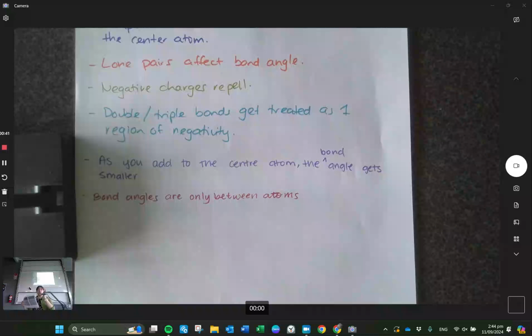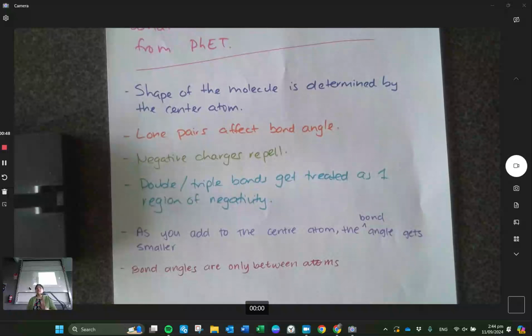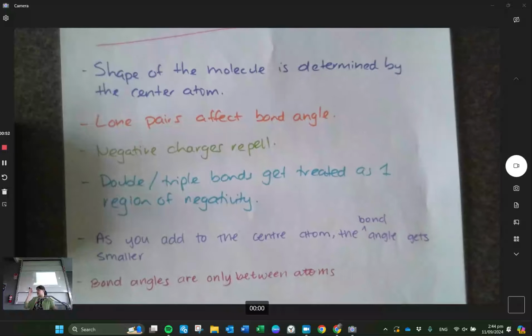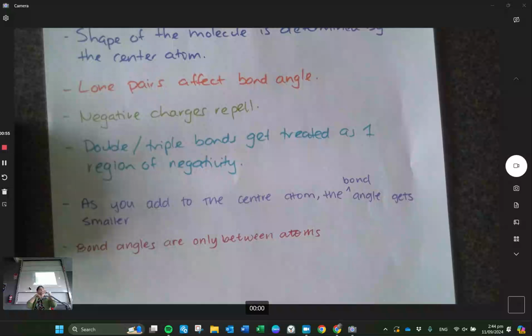It's pretty logical when you think about it, so let me walk you guys through it so that we can make sure we understand shapes. What you guys have realized about shapes is that the shape of the molecule is determined by the center atom. So whatever's in the center, we're doing stuff in reference to that.